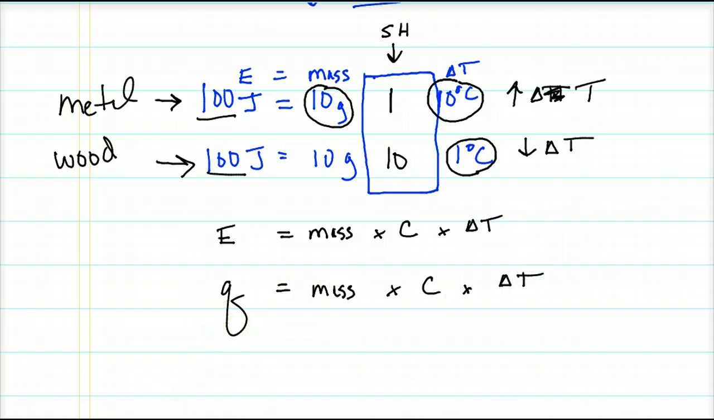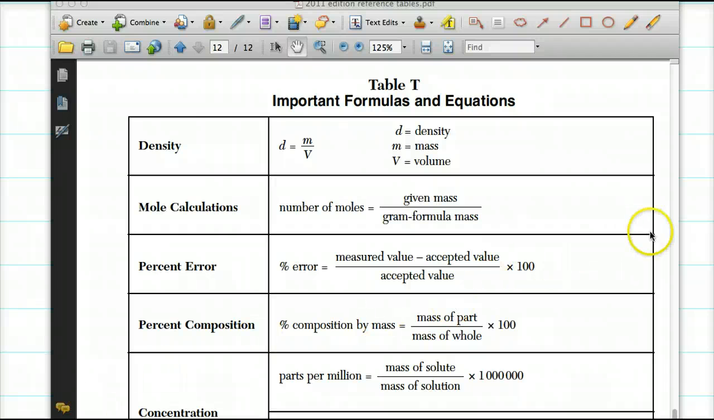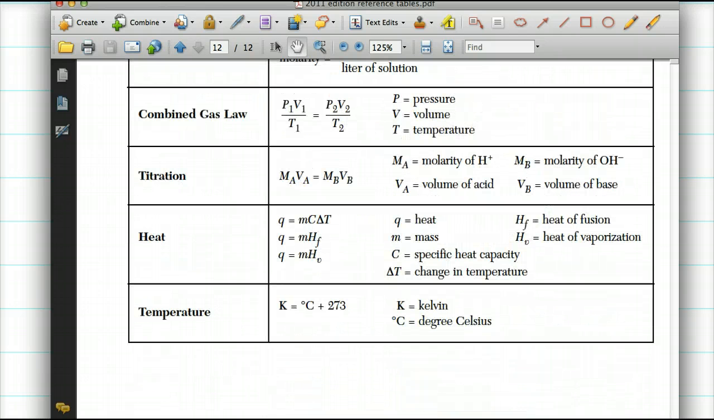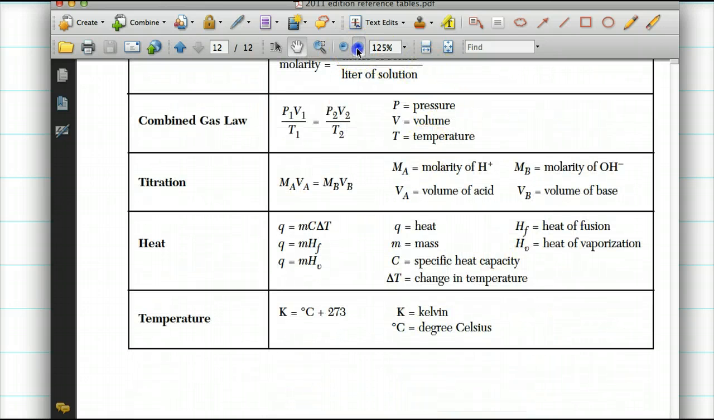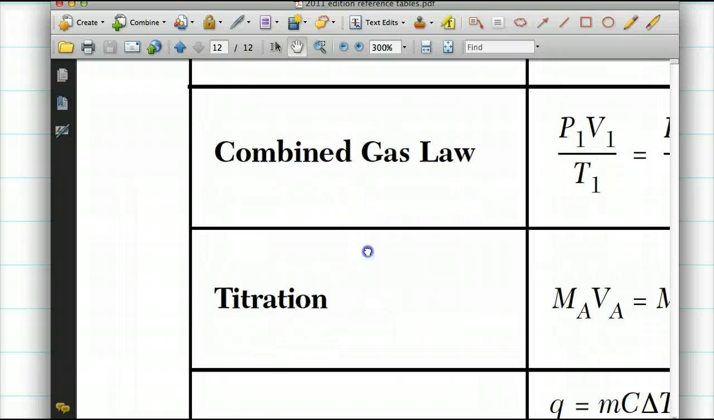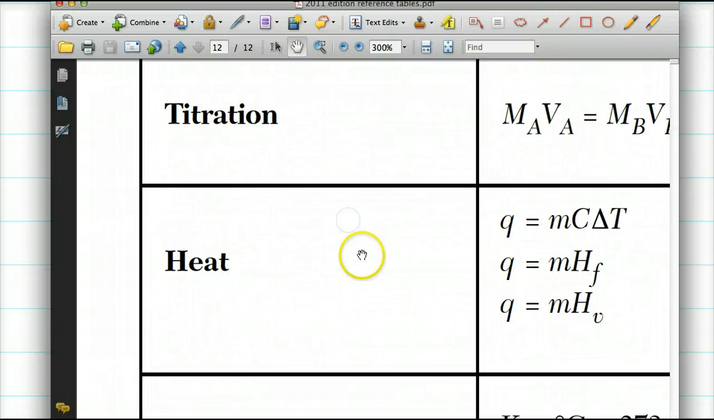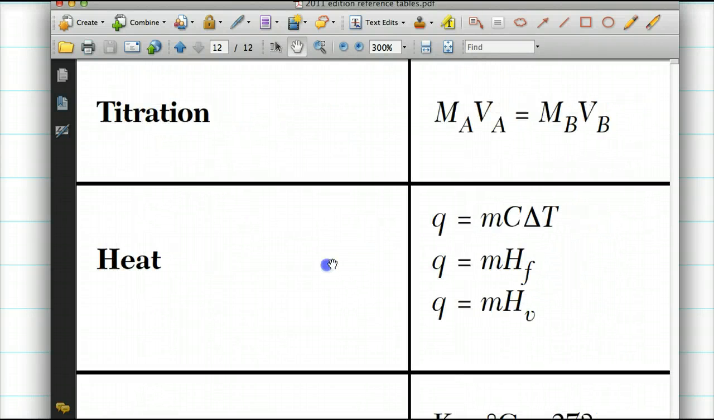Now this equation is given to you in a reference table, so let's look at that. If you look at Table T, my friends, in chemistry, and scroll down, you will see heat as one of the forms of equations they give you, and there it is.